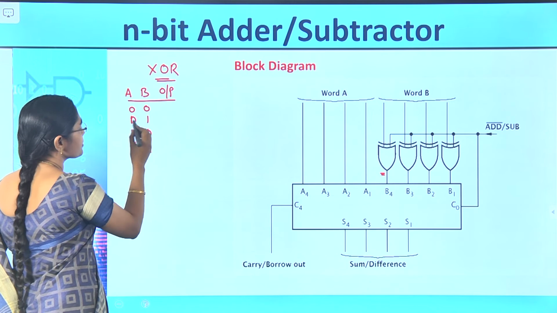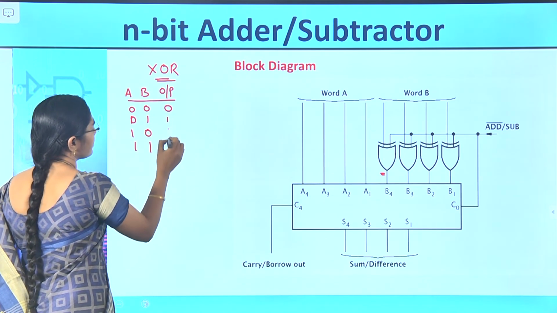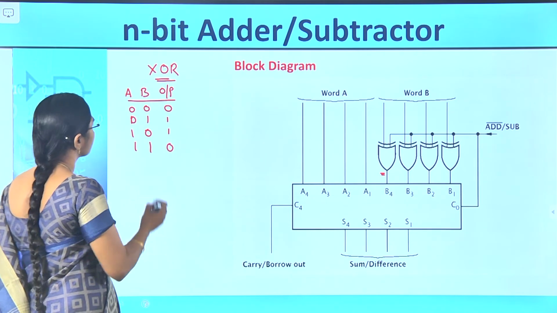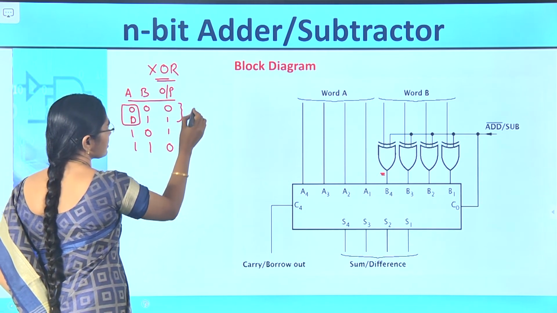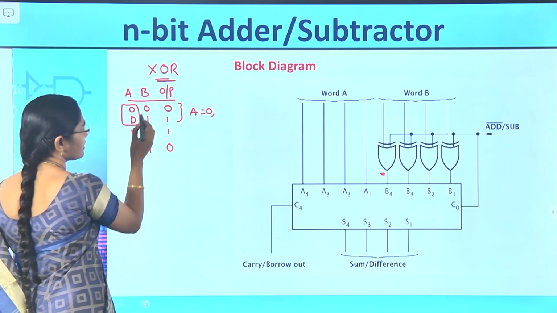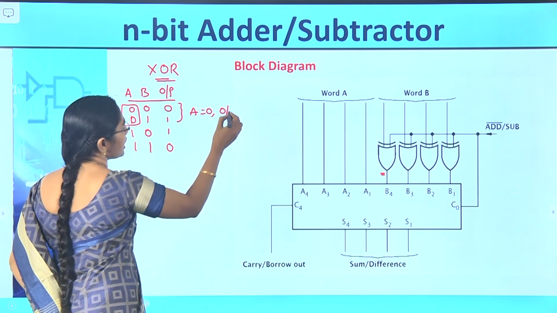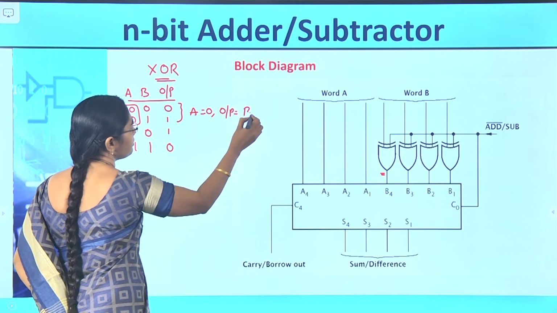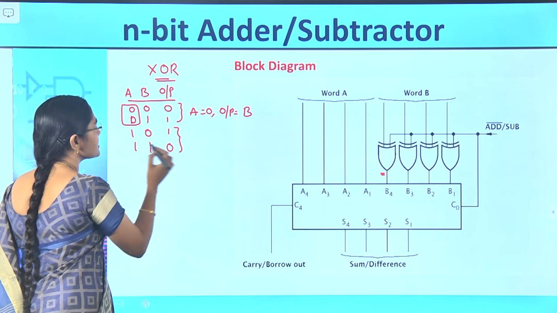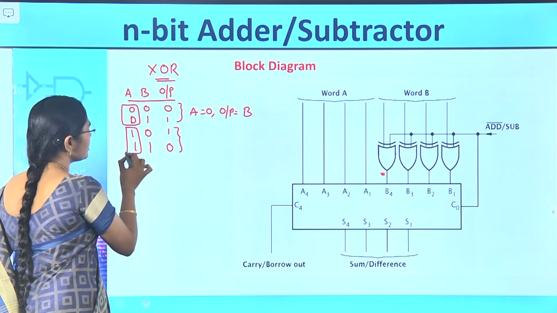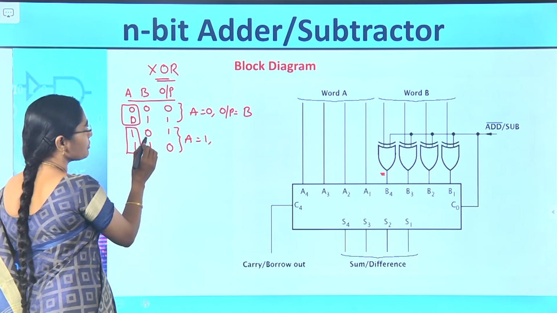For the 4 combinations 0 0, 0 1, 1 0, 1 1, what is the output? 0, 1, 1, 0. Let us understand this. Let us take the first input A equal to 0. If A is equal to 0, then the output of the XOR gate is simply B, because for 0 0 and 0 1 the output follows B. Output is equal to B. And when A is equal to 1, what is the output? If B is 0, output is 1.